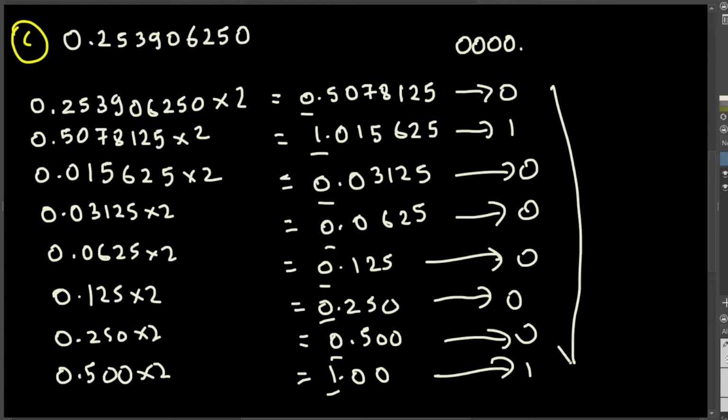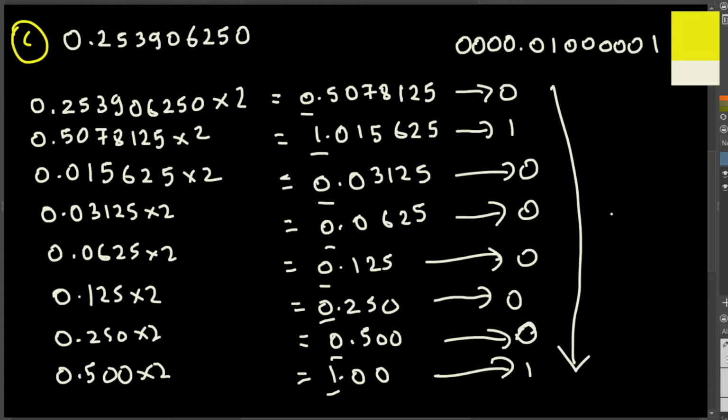And read from top to bottom. Make sure we have 8 bits: 1, 2, 3, 4, 5, 6, 7, 8. So we have exactly 8 bits, and we don't have to do anything else. We just write it exactly like this: 0, 1, 0, 0, 3 more zeros, then 1. This is our final answer for the third part.